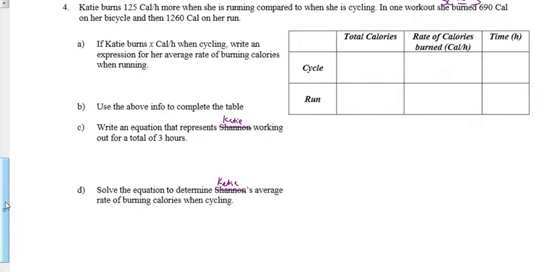Hang on. Katie is cycling and running. Katie burns 125 calories more when she is running compared to when she is cycling. In one workout, she burns 690 calories on her bicycle and 1,260 on her run. Katie burns x calories per hour when cycling. And how many does she burn when running? x plus 125, right? She burns 125 more. How do you know that?